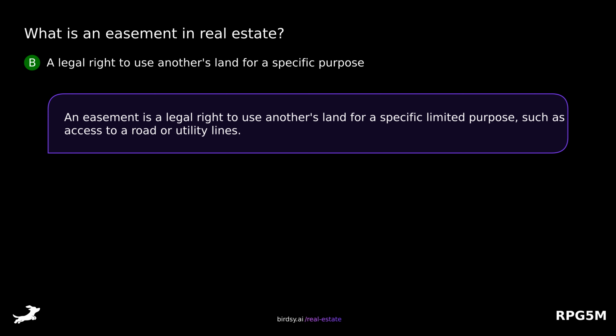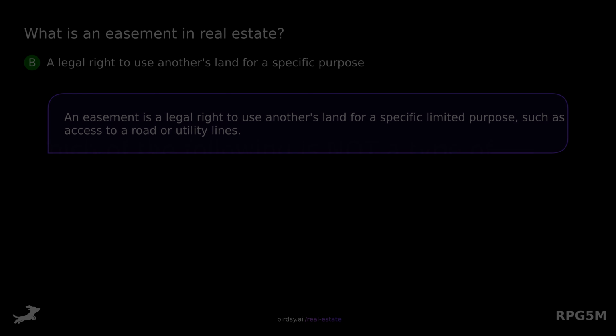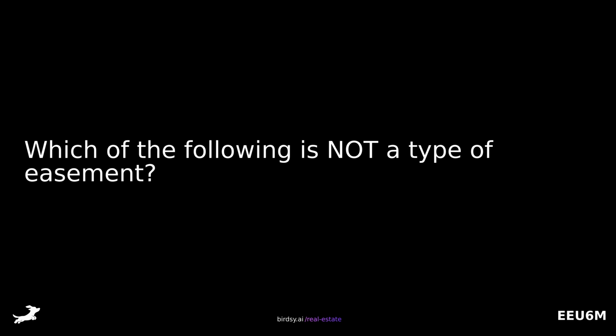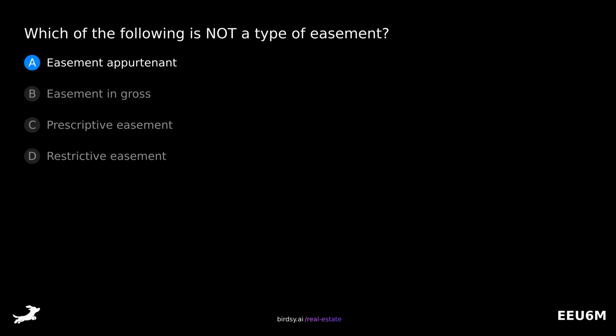An easement is a legal right to use another's land for a specific limited purpose, such as access to a road or utility lines. Which of the following is not a type of easement? Is it A, easement appurtenant, B, easement in gross, C, prescriptive easement, or D, restrictive easement? The answer is D, restrictive easement.